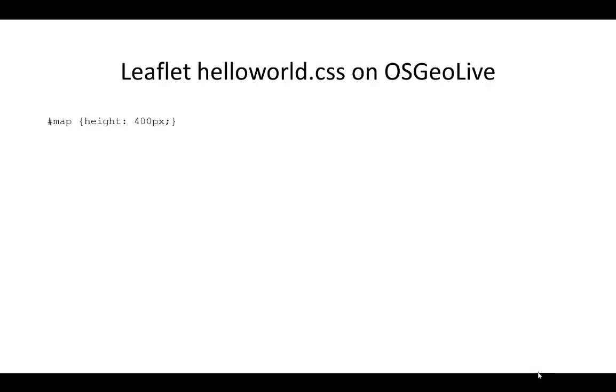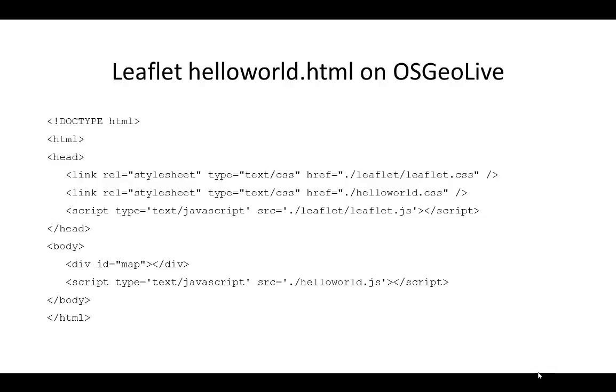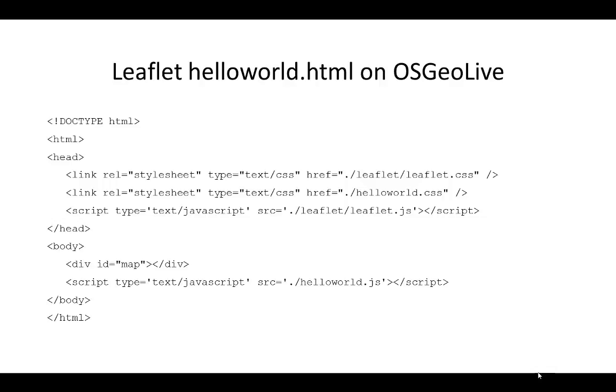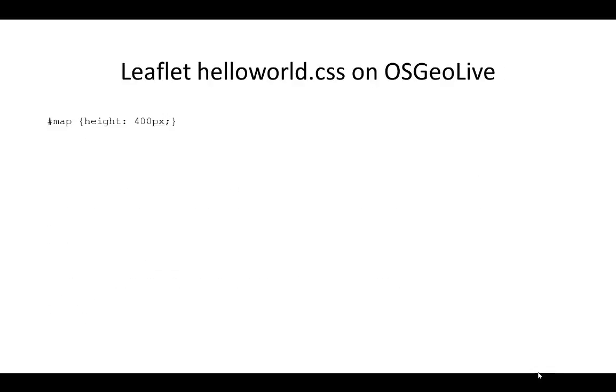Our CSS is quite advanced, as you can see. The hash is the ID, so ID map, the element with the ID map, which of course is our div here. So it's saying ID equals map. We're going to set the height to 400 pixels. So we're setting the height of that div, this div, to 400 pixels.